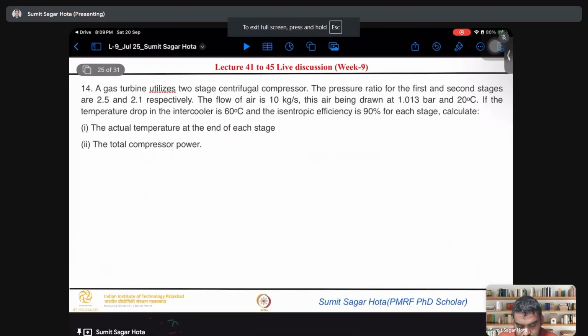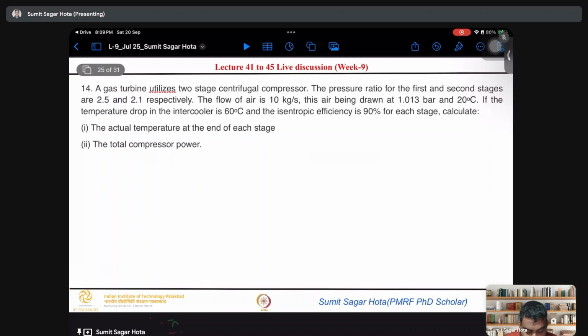Okay, so this question is the first one we did. A gas turbine utilizes a two-stage centrifugal compressor. The pressure ratios of the first and the second stage are 2.5 and 2.1 respectively. The flow of air is 10 kg per second. This air is being drawn at 1.013 bar and 20 degrees Celsius. If the temperature drop in the intercooler is 60 degrees Celsius and the isentropic efficiency is 90% for each stage, then calculate the actual temperature at the end of each stage and the total compressor power.